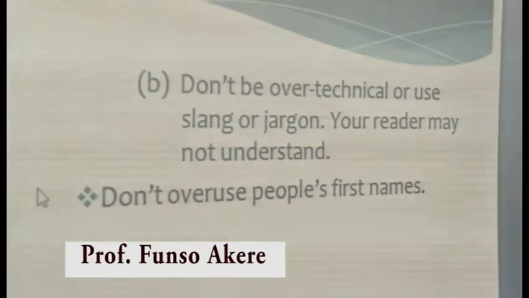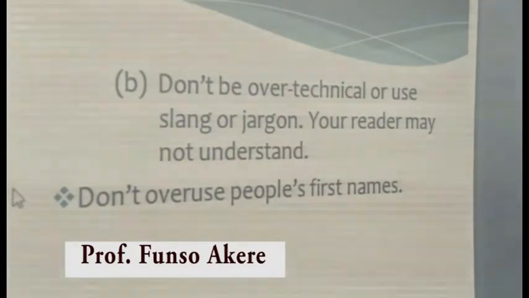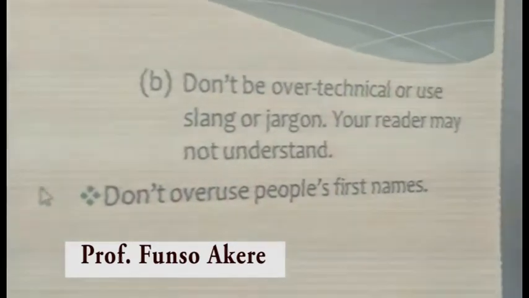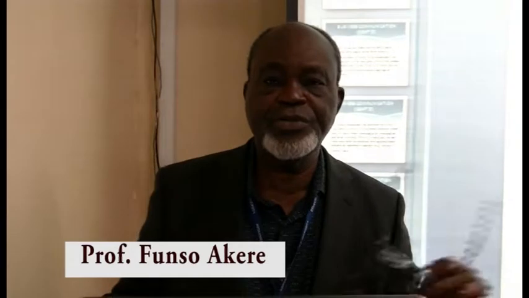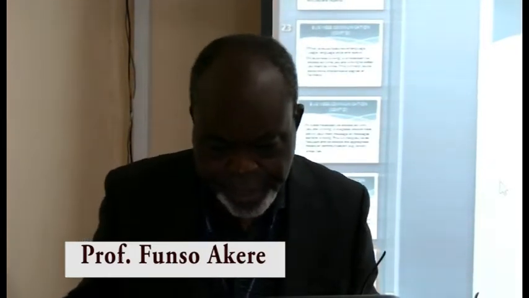B. Don't be over technical or use slang or jargon. Being over technical means if you are an accountant, you begin to use accounting expressions, or if you are an engineer, you use engineering expressions when you are writing to people who are not engineers or accountants. Then of course you don't use slang, the kind of language that is used by people who are in gangs. Or jargon. Jargon is the language of a particular trade or a particular business or a particular occupation. Your reader may not understand them.